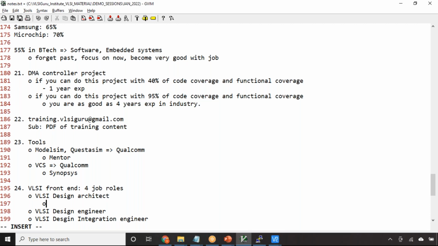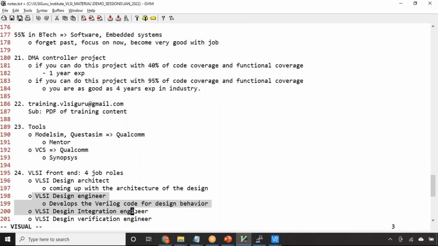The design architect is for coming up with the architecture of the design. I mean, if you want a mobile phone, how my architecture should look, how that overall diagram should look, is what the design architect will do. What the design engineer will do is develop the Verilog code to implement the design behavior. I think that is what you are referring to, design engineer.